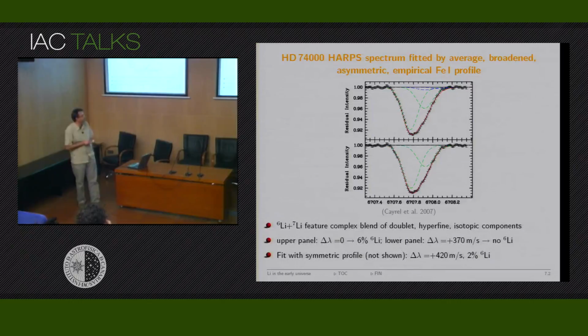Now we tried to fit the empirical profile with these other empirical iron profiles and came up with a situation that we can generate a lithium-6 content of 6% if we keep the wavelength scale fixed, as the good wavelength calibration of HARPS provides. If we allow a global wavelength shift, the iron lines would lead to a prediction of no lithium-6 whatsoever. But if we use a symmetric profile, a classical analysis, and leave the shift free, we end up with a wavelength shift of 420 meters per second and a 2% level of lithium-6. Okay, this is the empirical result.